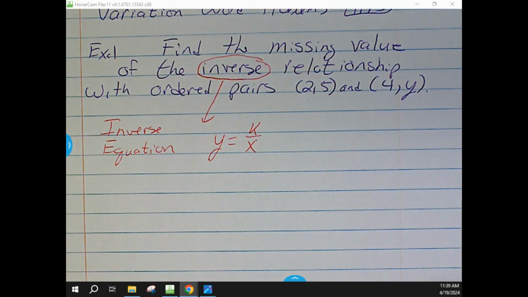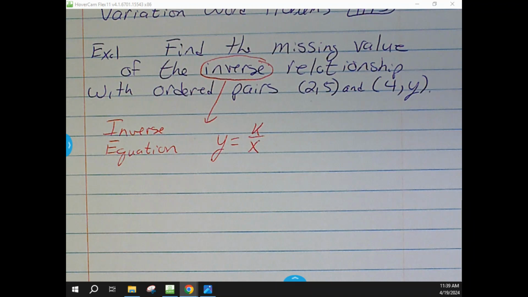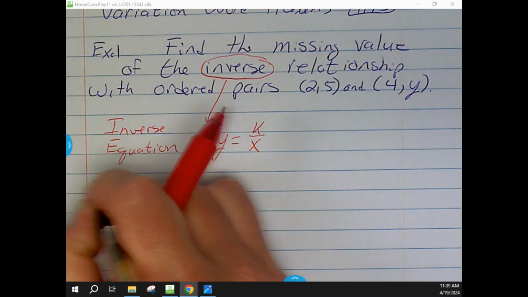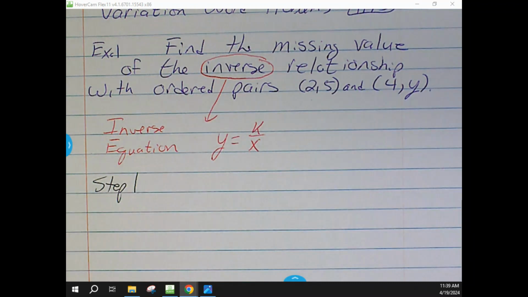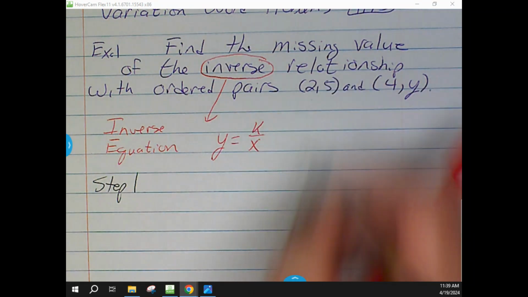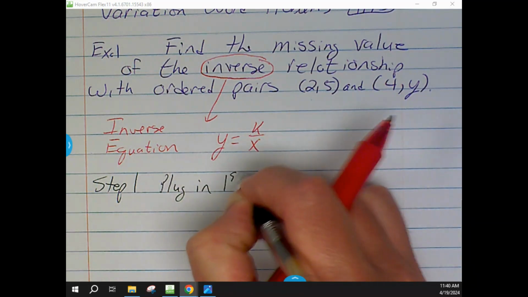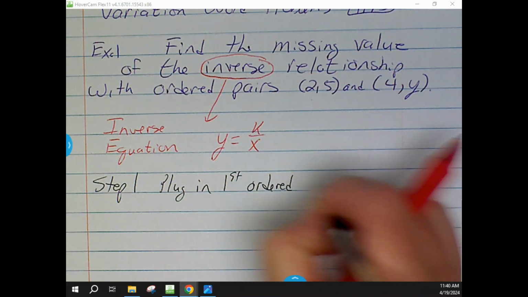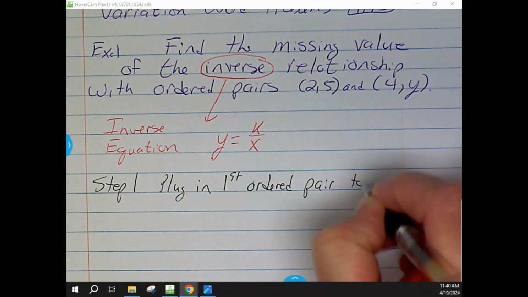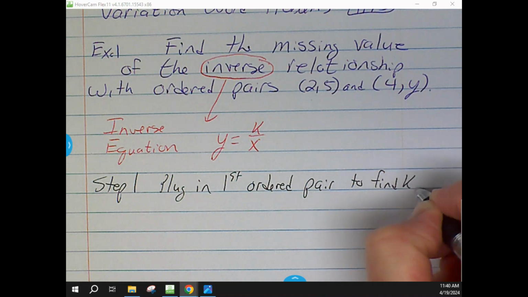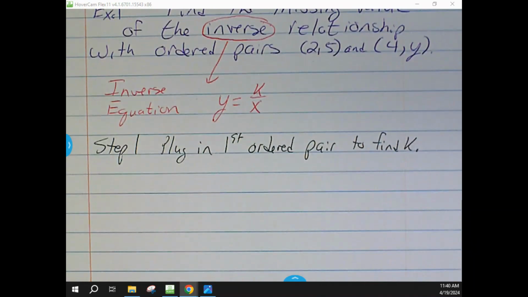Okay, so that's the part. And again, you've got two. We'll talk about joint variation a little bit, but we've got inverse or direct, and we'll do a direct one here in just a minute. So we've got y equals k over x. And to find everything out on this one, it's just two steps. Step one is you're going to take the first ordered pair and plug it in. And if you plug in that first ordered pair, that's going to tell us what the k value is going to be.